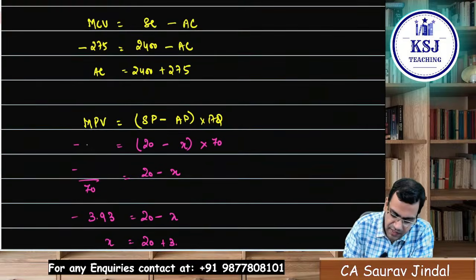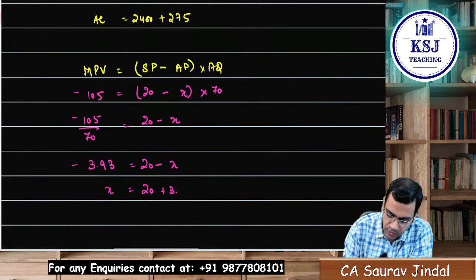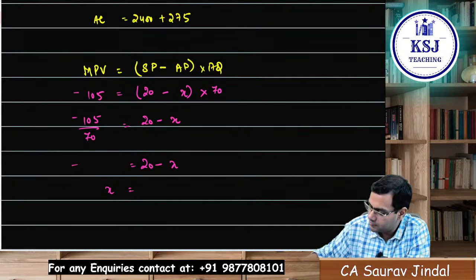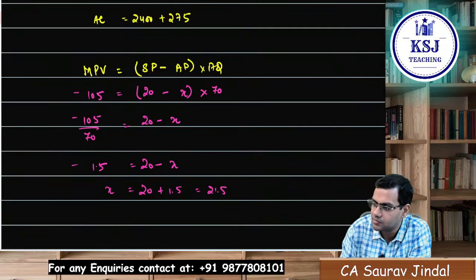So MPV here is minus 105, right? 105 divided by 70 is equal to 20 minus X. So this will be something else. 105 divided by 70, that is 1.5, right? So X is equal to 20 plus 1.5, that is 21.5. Now correct, na? Now correct.